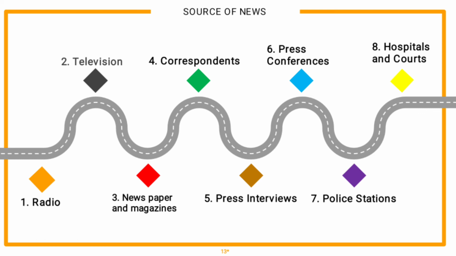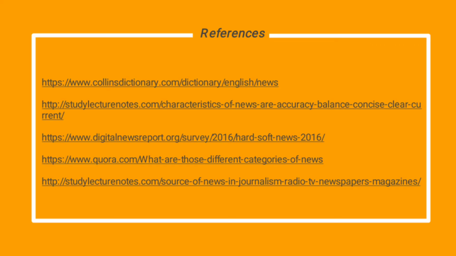And for the categories of news, we have hard and soft news. Hard news refers to important and consequential topics. And soft news includes entertainment, celebrity, and lifestyle news. And lastly, for the sources of news, we can acquire news through radio, television, newspaper or magazine, correspondence, press interviews, press conference, police station, and hospitals and courts. And here's the reference of my report.